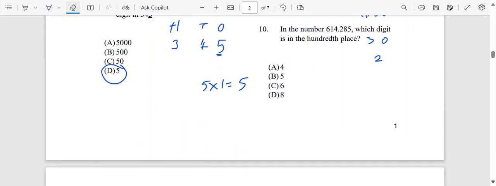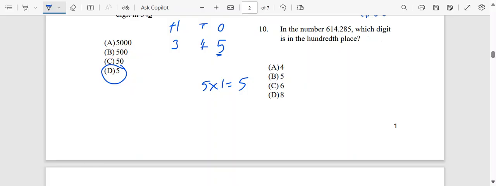All right, let me clear this part so that we can continue with this question. In the number 614.285, which digit is in the hundredths place? Now, this question, of course, again, is a place value question. But concerning the place value chart that you're going to be using, it's a decimal place value chart.